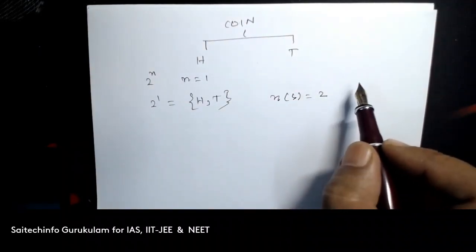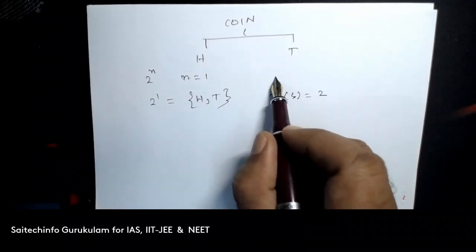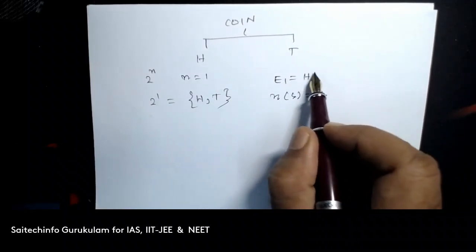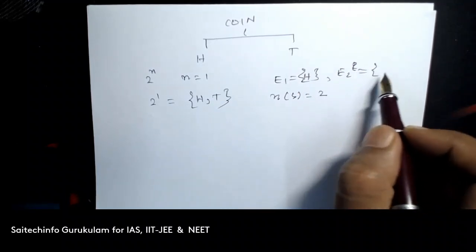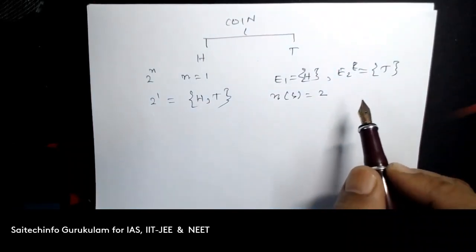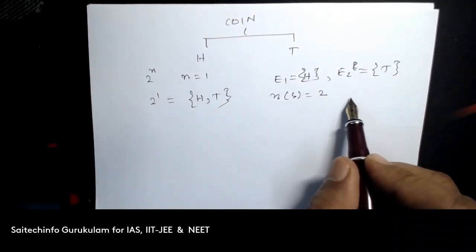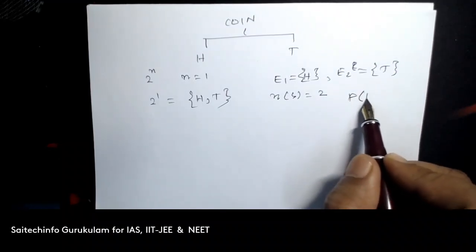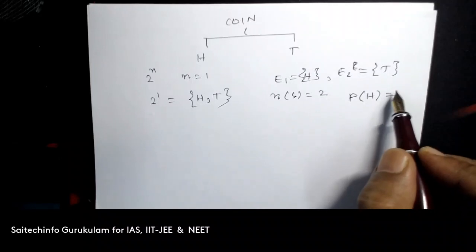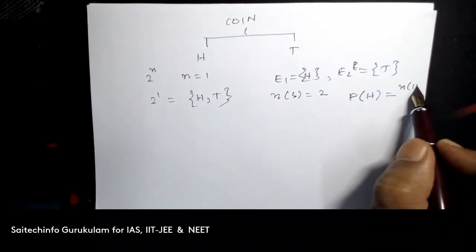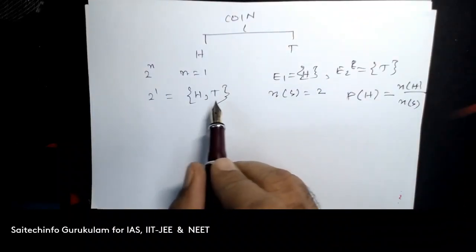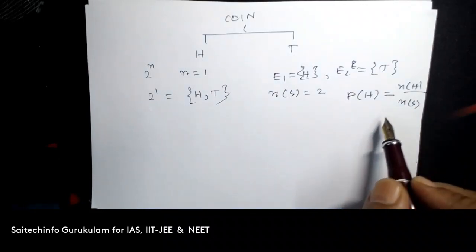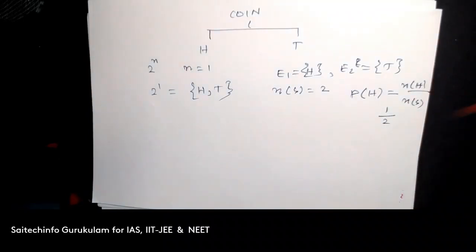Let me consider two different events. E1 is equal to taking head alone. E2 is equal to taking tail alone. So what is the probability of taking head, that is E1, equal to the number of heads divided by the number of sample space elements. Here we have only one coin, so it is tossed one time. Therefore 1 by 2. Similarly for tail also 1 by 2.